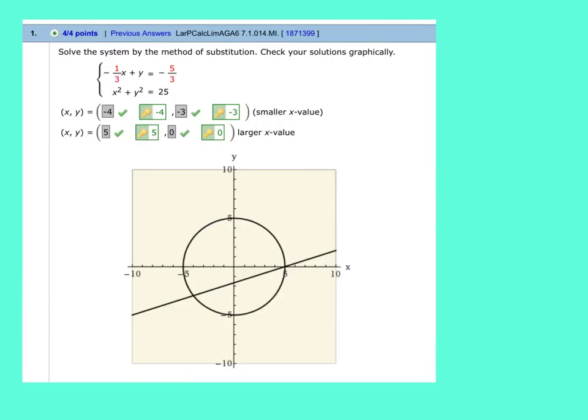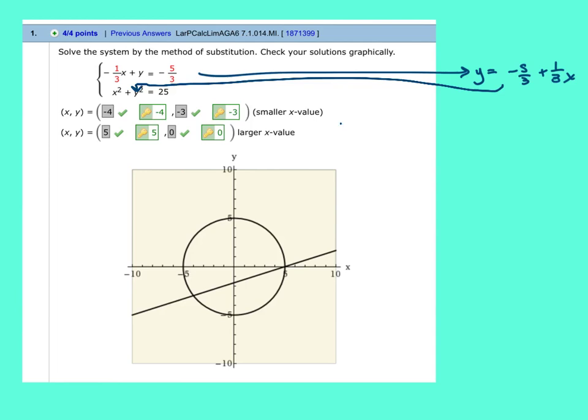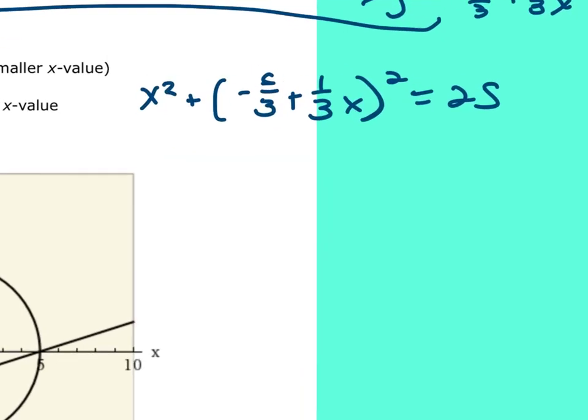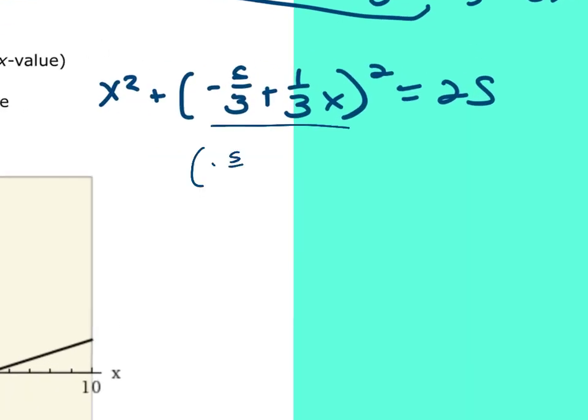All right, so this one said solve the system using substitution and then check your answers graphically. So if I wanted to solve for these, I certainly would avoid the squareds, because then you have to do plus or minus. So if I took this one and said that y equals negative 5/3 plus 1/3 x, and then I could take that and plug it into the y here. So x squared plus y squared, which would be negative 5/3 plus 1/3 x squared equals 25.